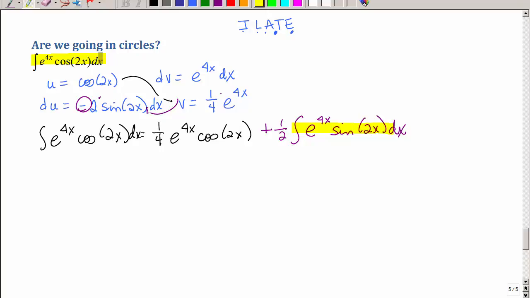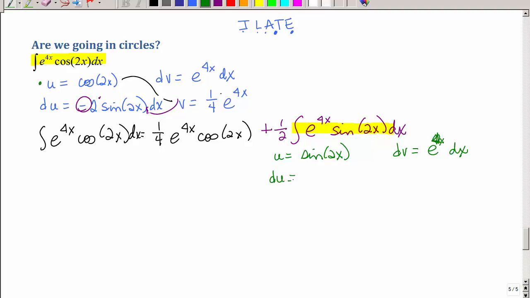So guess what? I need to do integration by parts again. And remember, the tabular method would not help us here. I can't get down to 0. All right, so let's do another substitution. So this time, I want to be consistent. So I'm going to let u equal my trig function, and I'm going to let dv equal the other part, e to the 4x.